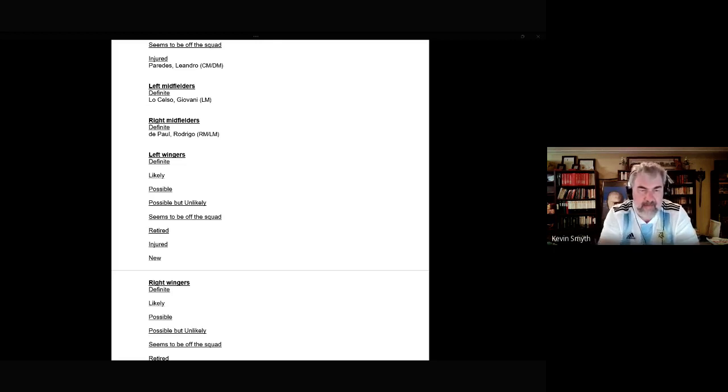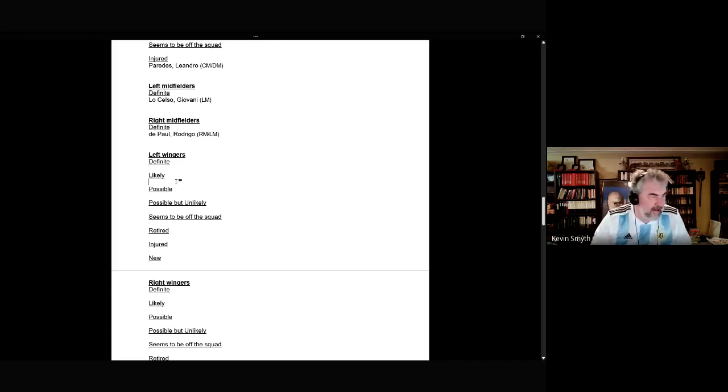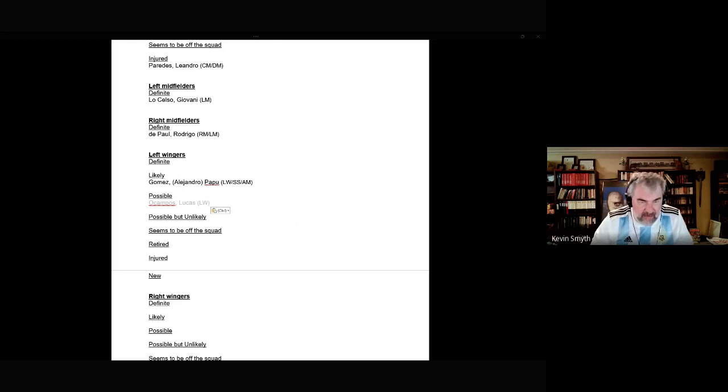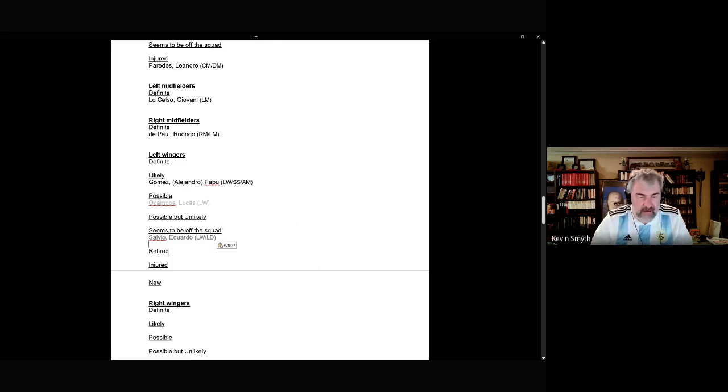Okay, we'll move on to left wingers. So this would be kind of more attacking and perhaps a little bit more wide. And we have Papu Gomez as a likely candidate, and we have Lucas Ocampos as a possible candidate, and Eduardo Salvio as seemingly off the team. So just three candidates here.